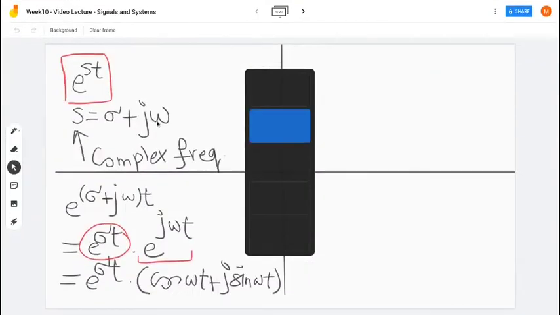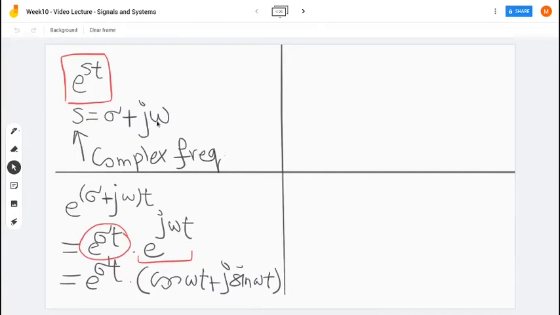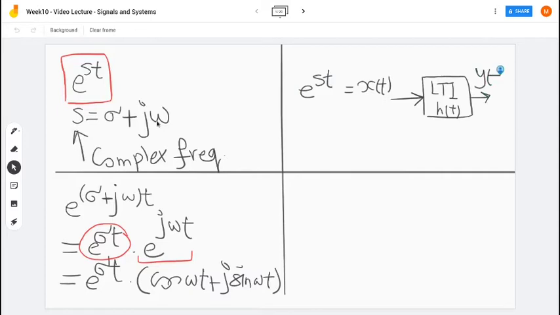So let's move to our whiteboard over here, and let's say we have a linear time invariant system whose impulse response is h of t. And now we have an input signal applied, x of t, where this input signal is equal to e to the power st. And now we need to find the output, y of t. Since we have a linear time invariant system, we can compute the output y of t using the convolution integral. So basically it's x of t convolution with h of t.